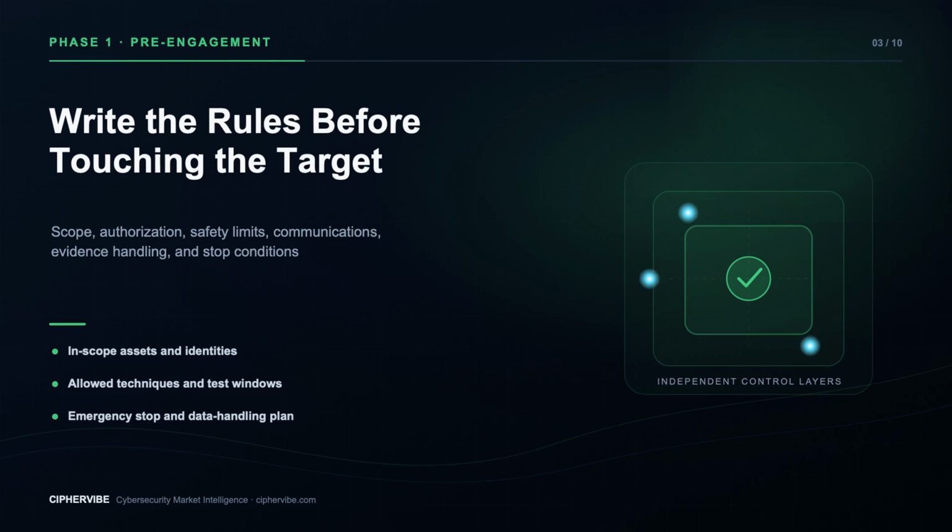Establish emergency contacts and a stop word. Document who can pause the test, how incidents are distinguished from test activity, and what happens if sensitive data appears. Minimize collection, encrypt evidence, restrict access, and define retention and deletion. Agree on success criteria and reporting severity before the work begins. The tester should know what evidence is sufficient and when to stop.